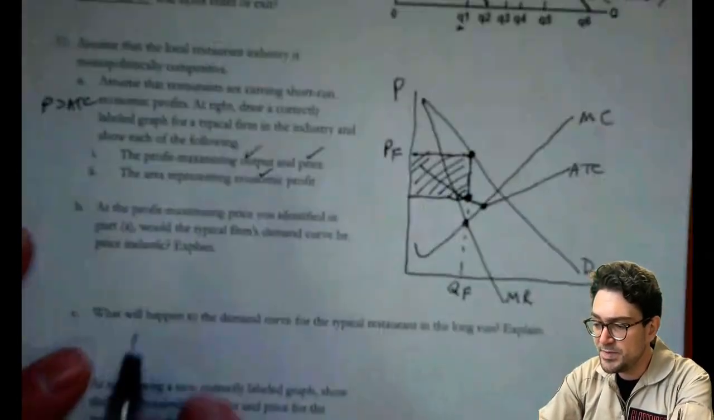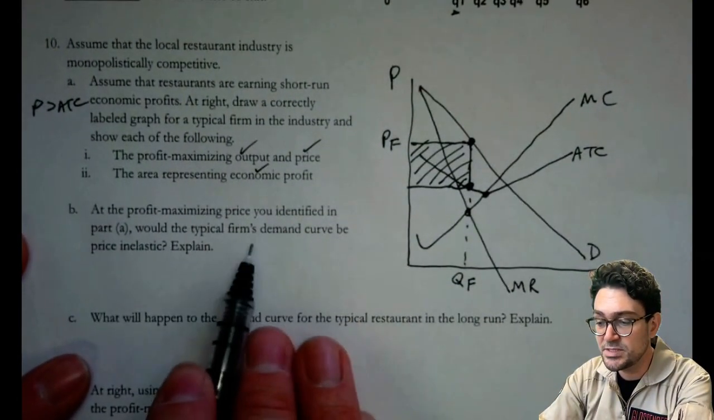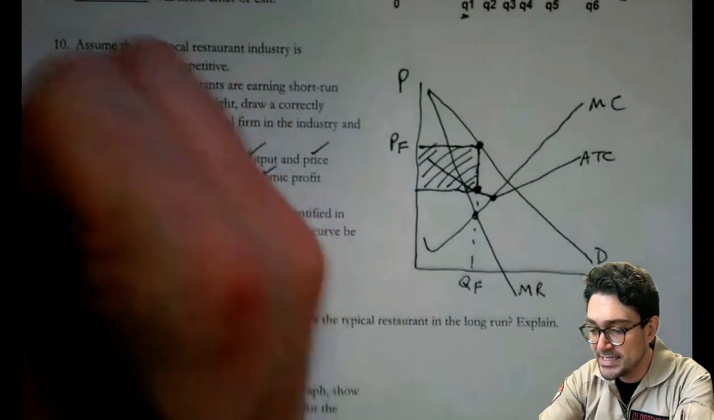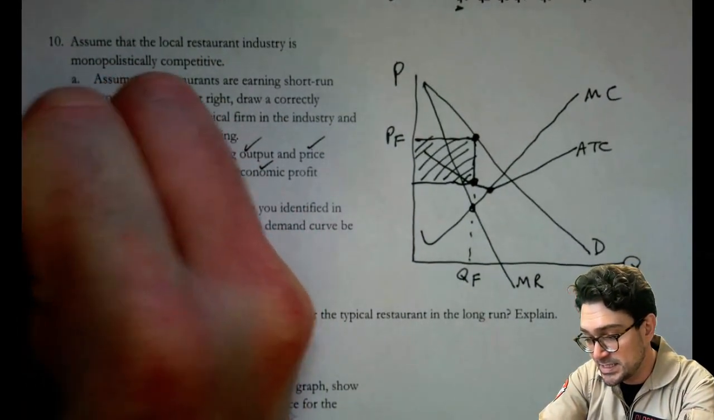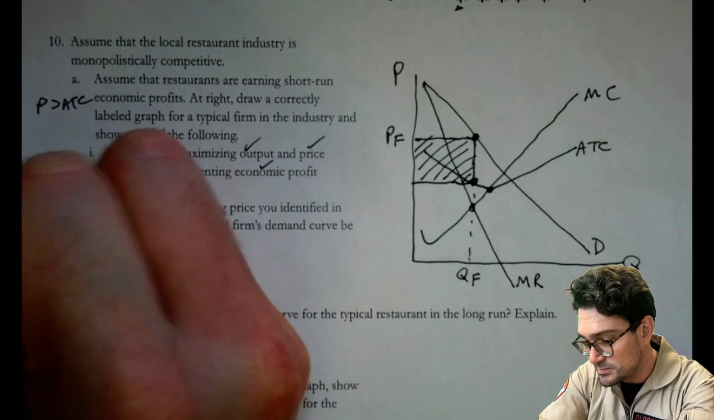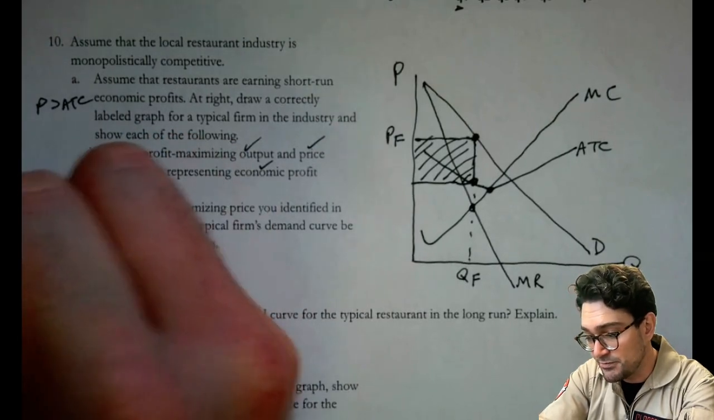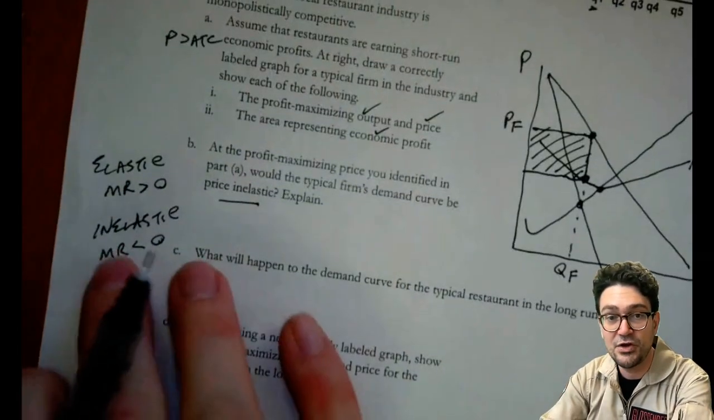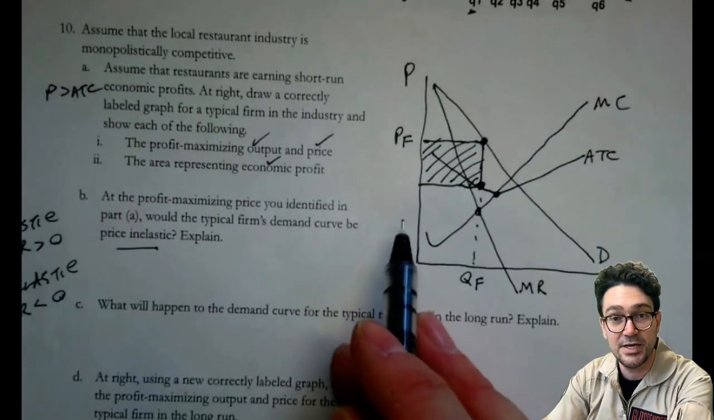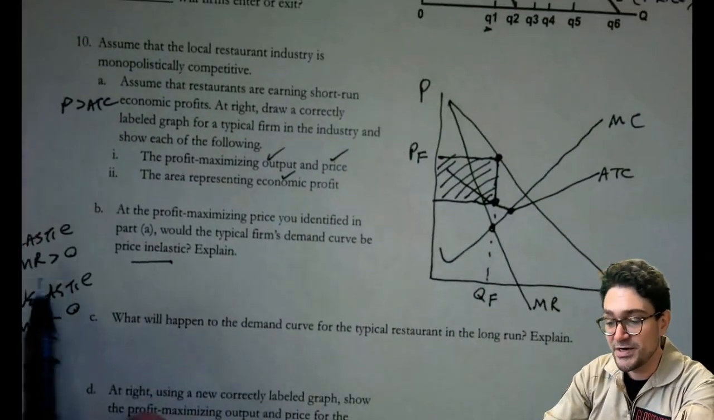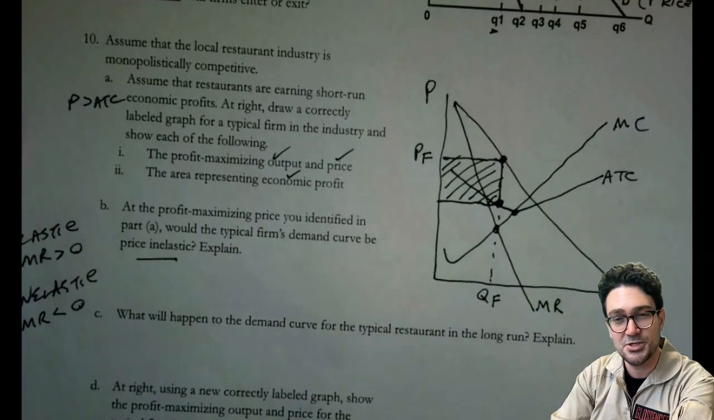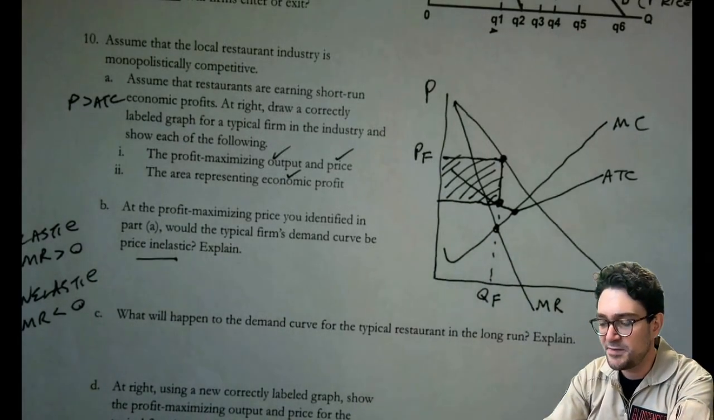It says, at the profit maximizing price identified in A, would the firm's demand curve be price inelastic? The way I know inelastic versus elastic is that elastic would be if the marginal revenue is greater than 0, and inelastic would be if the marginal revenue is less than 0. I have to know that to answer this question. Now, all firms that are monopolistically competitive will always produce where MR is a positive value. You would never want to produce where MR is a negative value because you actually have less total revenue, and it's certainly not where you profit maximize.